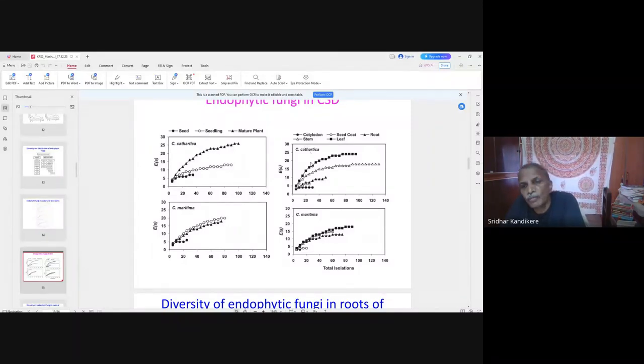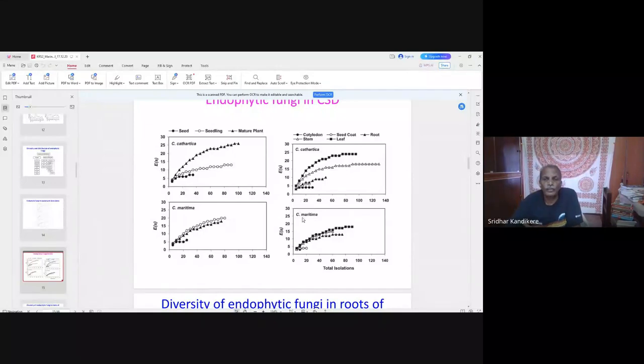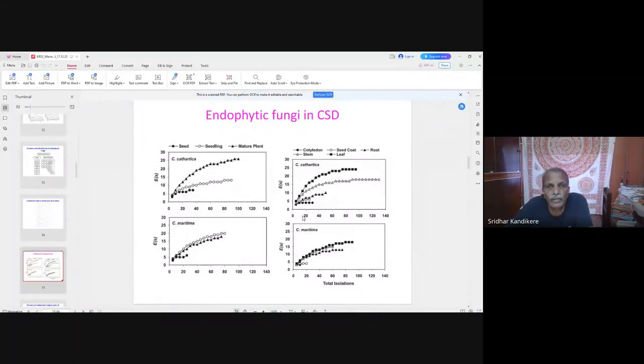I have already mentioned that both the species are occurring in the same ecosystem, with the same edaphic factors and also climatic conditions. Both of them showed leaf the highest, followed by the stem, and then the roots are comparatively less, and cotyledon and seed coat were very, very few, as we see here. So this is the pattern we saw in the case of endophytic fungi in coastal sand dunes.